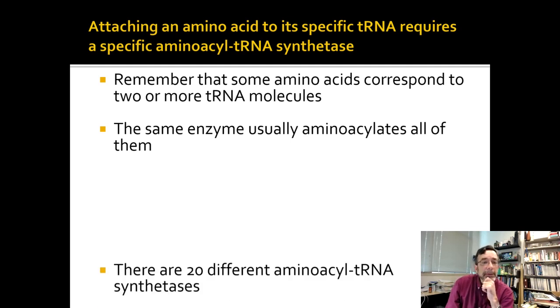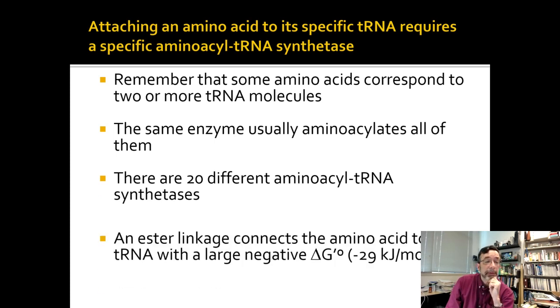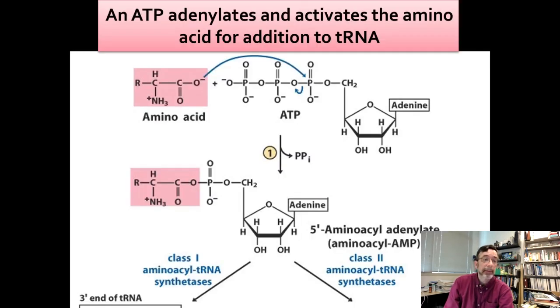So the same enzyme usually will aminoacylate all of the tRNAs for it, and there ends up being 20 different aminoacyl-tRNA synthetases. You can't get below 20 because you need 1 for each amino acid. An ester linkage, when you hydrolyze it, you actually end up with a more stable molecule. So there's a large negative delta G when you break it. When you have formed it and you break it, you get negative 29 out. That means it takes 29 at least to make it in the first place.